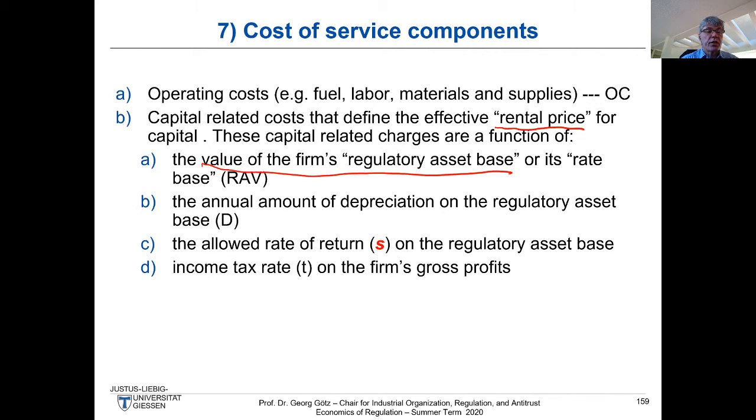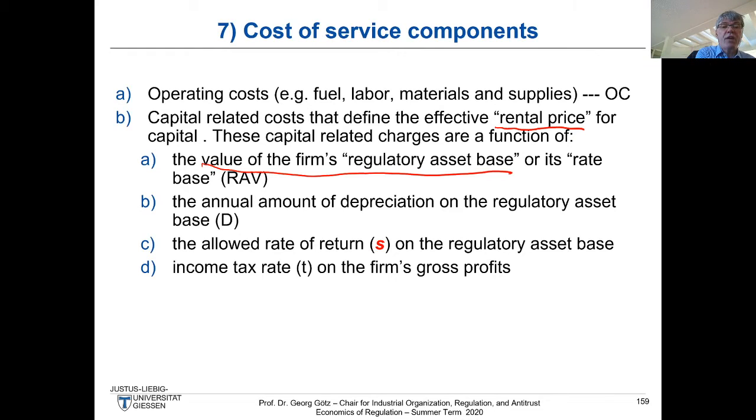I think next Tuesday I will show you a slide again from the Bundesnetzagentur, where they describe the current value of the assets of various electricity transmission companies. Okay, so you start with the value of your asset base. This is just, say, 10 billion or something like that.